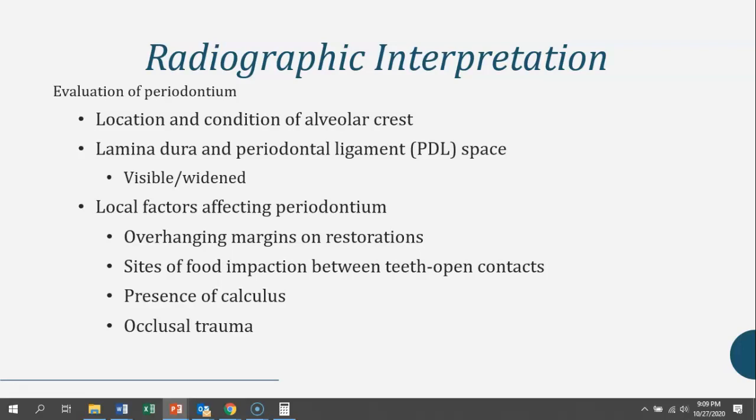We want to look at local factors affecting the periodontium, so we want to notice all the restorations. Do any of them have overhanging margins or rough edges? We want to notice sites of food impaction between open contact teeth. Is there a space between premolars or molars that is wide and packing food? We want to notice the presence of calculus between teeth, and we'll look at what that looks like later. And then we want to look for occlusal trauma. Does it look like they're clenching, grinding, wearing their teeth with toothbrush abrasion or something like that? And we'll show that later too.